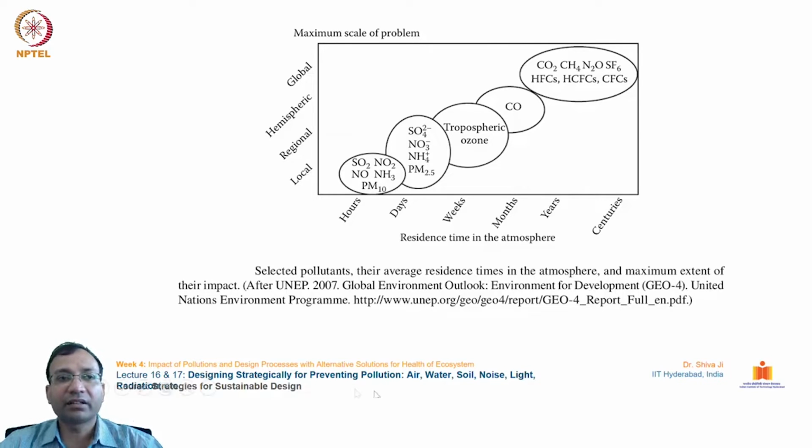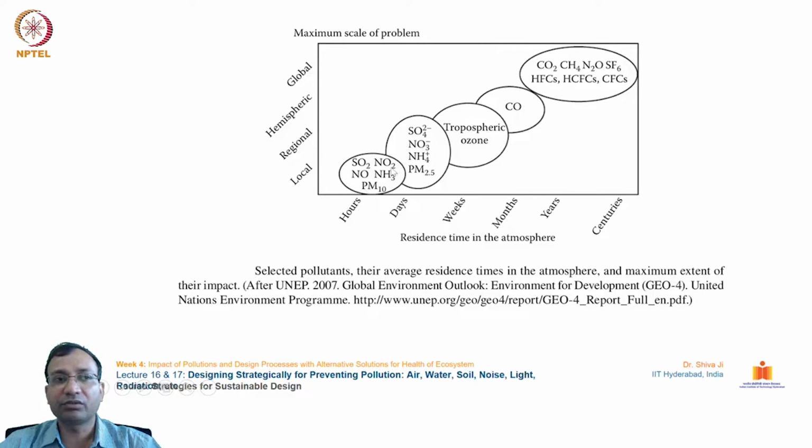If you see here in this first bubble, this is SO2, NO2, NO, NH3, and PM10, etc. These compounds can immediately start affecting within a matter of hours to days, and they immediately start exerting their impact on the local place. We look at their average residence time in the atmosphere, like for how long they can stay in a particular place, and the maximum extent of their impact, till how long they can last.